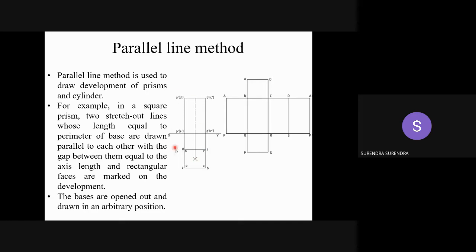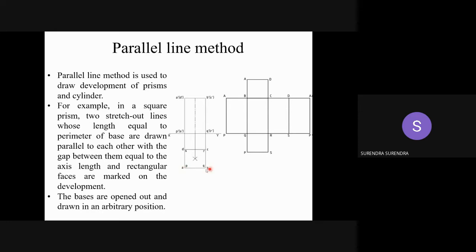See here an example for the development of a square prism. First draw the square prism in its basic position, with the base on HP, top view and front view. Now if you open it, what is the total perimeter? As it is a square, 4 times the side. So draw a horizontal line equal to 4s and height equal to the axis height, and complete the rectangle.